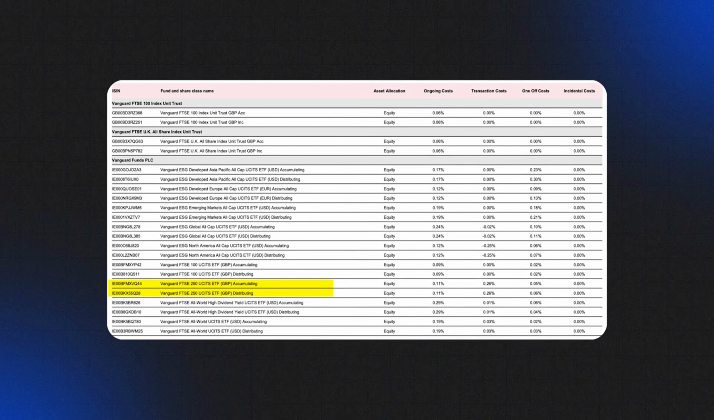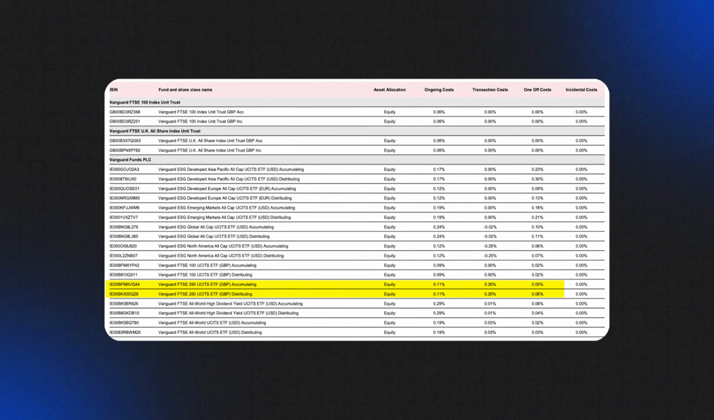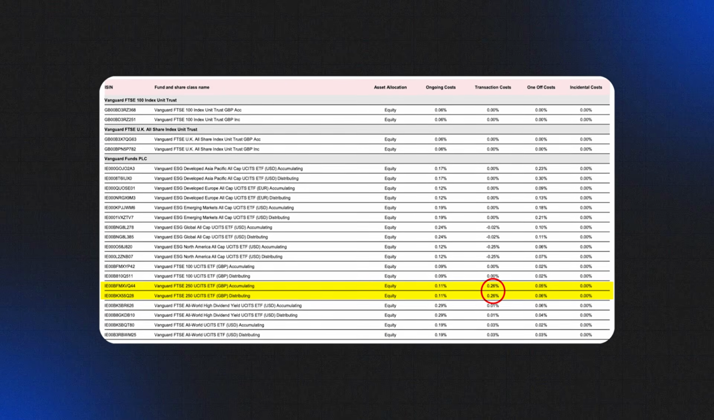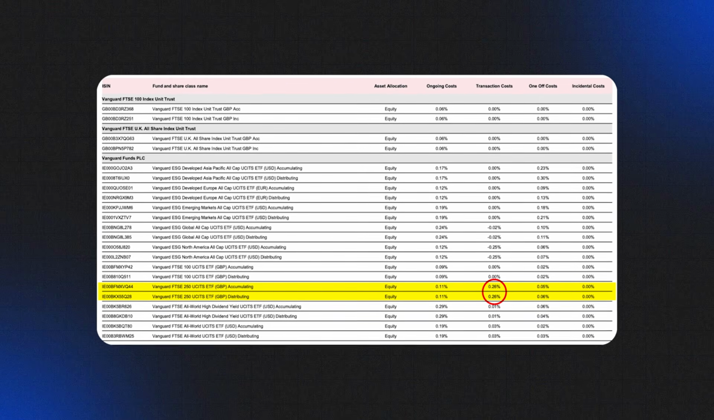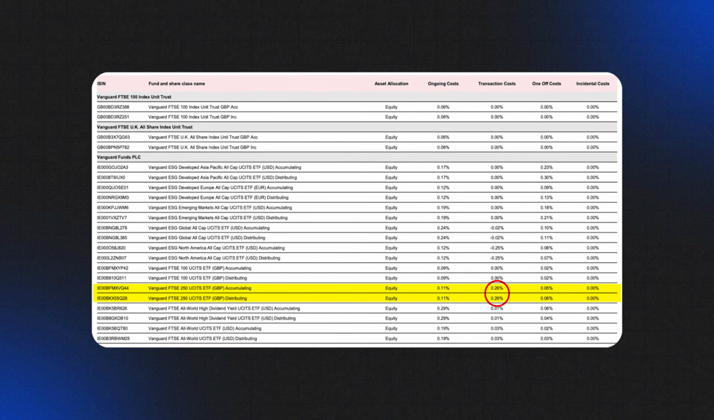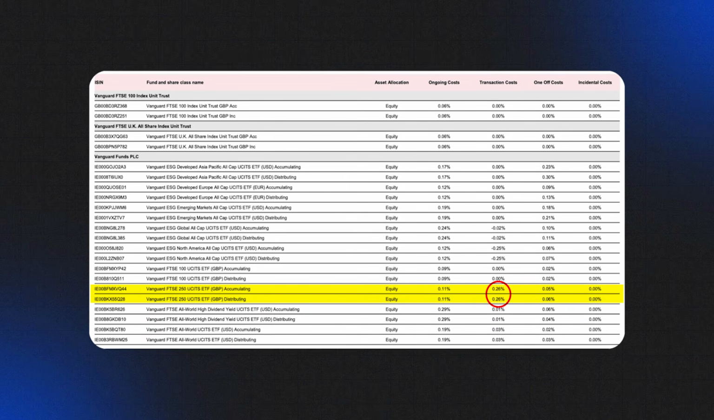Before moving on to the next fee, you can see here that transaction costs for some funds are relatively high. Look at the FTSE 250 here as an example. The ongoing costs are small at 0.11%. However, the transaction costs are 0.26%, making the true cost of this fund much higher than you might think. That's why this is an important video and an important topic.